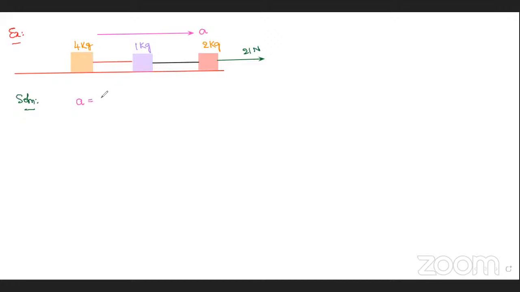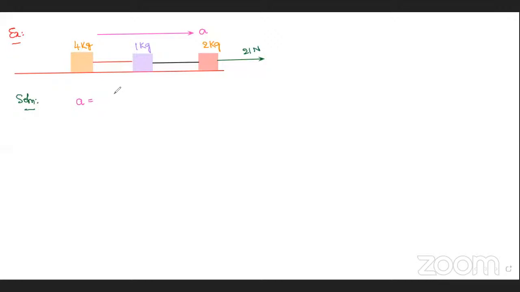A equals to, oh, he found the tension also. Good, good. Is this the tension in the first string or the second string, Nanamo? First one. Okay, okay. Then try to calculate the second one also. You both got different answers. Okay, we'll check it, Nana.